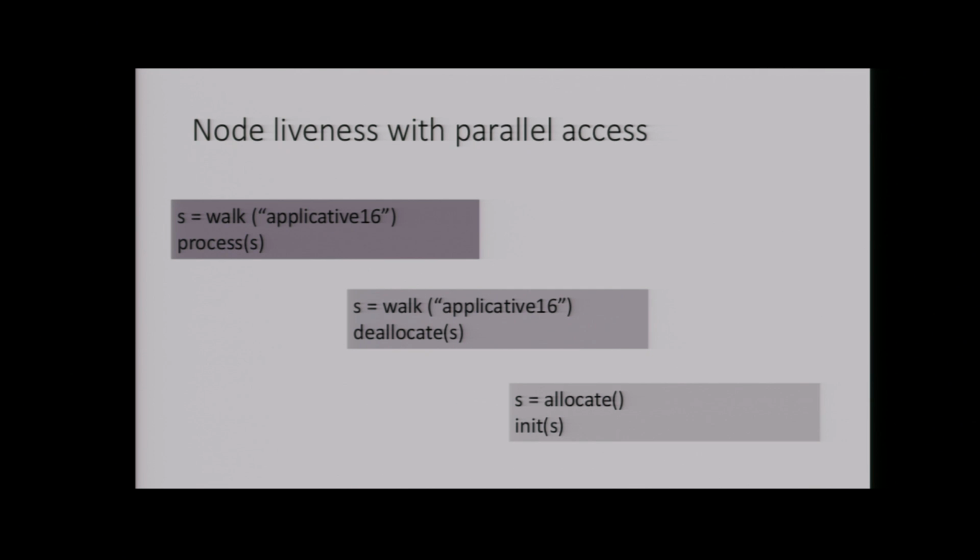And here we have 3 pieces of code, each being run by 3 separate cores. In the top left, we're walking through the data structure and we're processing on the node that we find. In the middle, we're walking through the data structure and deallocating the node. And in the bottom, we're just allocating a new node and initializing it, right? So the last one seems particularly innocuous. Now, of course, because these are run in parallel, we can kind of order them and look at adversarial interleaving.